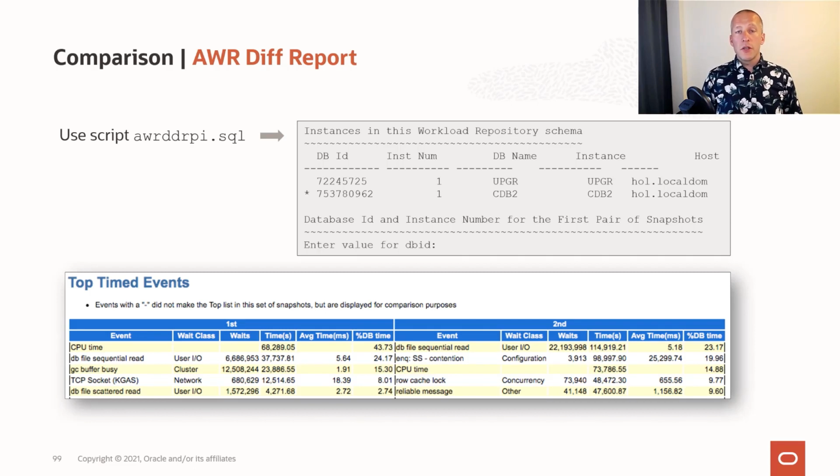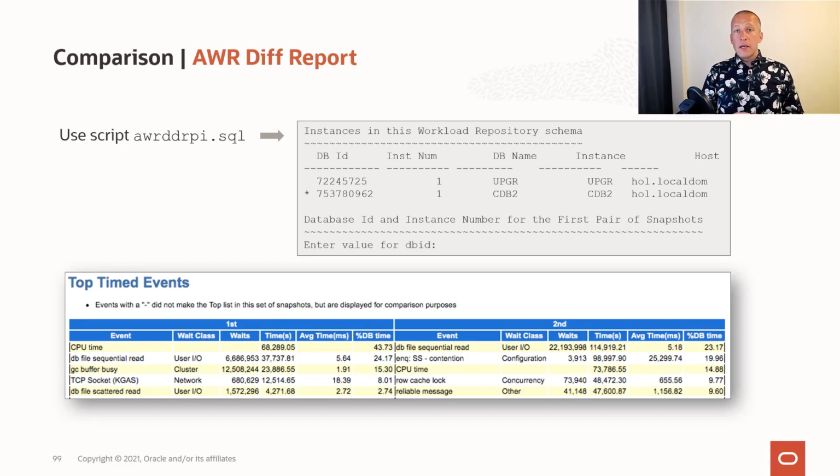Normally, when you use the diff report, you use the script called awrddrpt. But there is a similar script called awrddrpi, with an i at the end, which allows you to choose a different DB ID for the two sets of snapshots that you are comparing. So this is why you have to use the awrddrpi script, because most likely the DB ID of your database has changed in OCI.